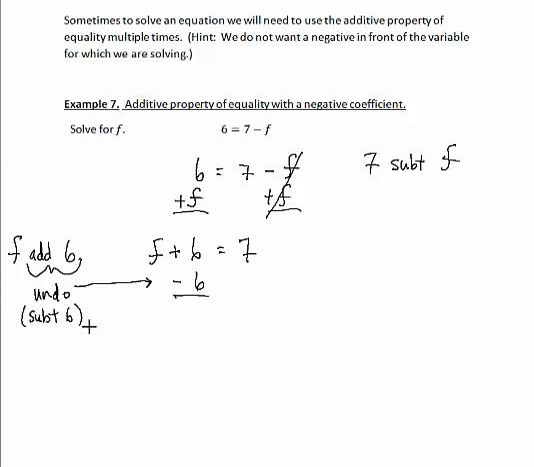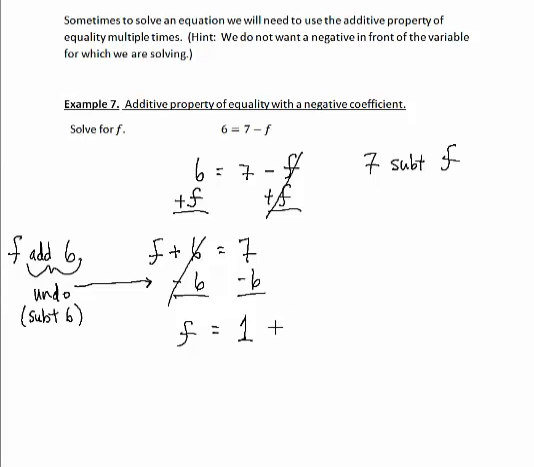But we don't just do that on the left, we do it on the right. Subtract 6 from both left and right hand side. On the left, the 6's cancel. Plus 6 minus 6 equals 0, and f plus 0 is simply an f. And then 7 minus 6, we get 1.